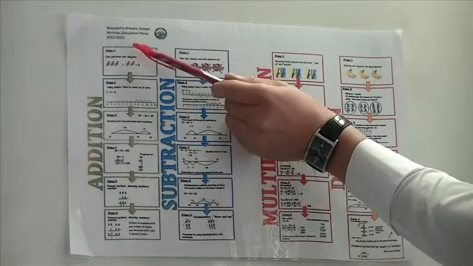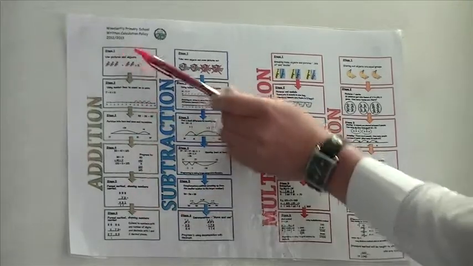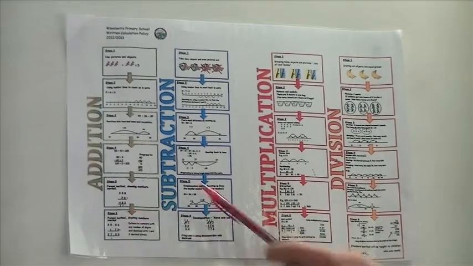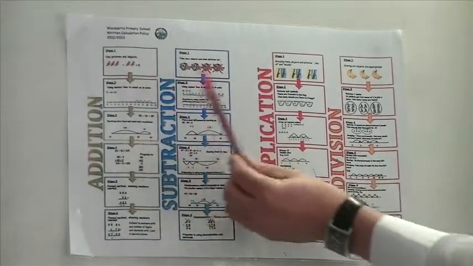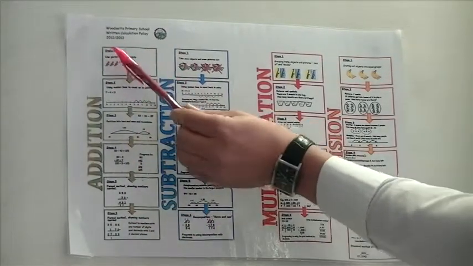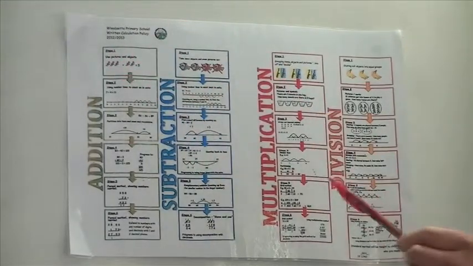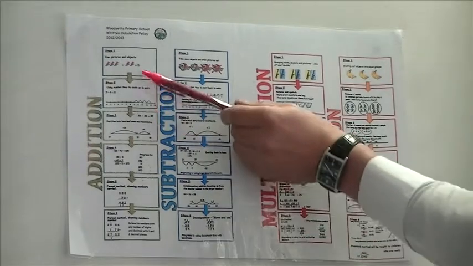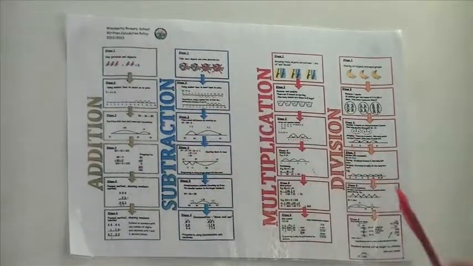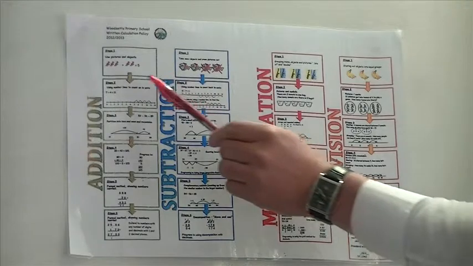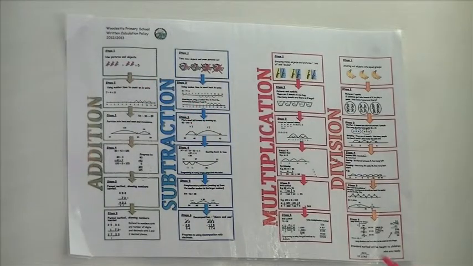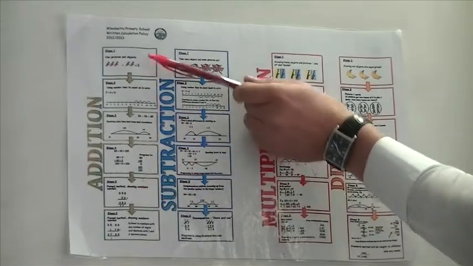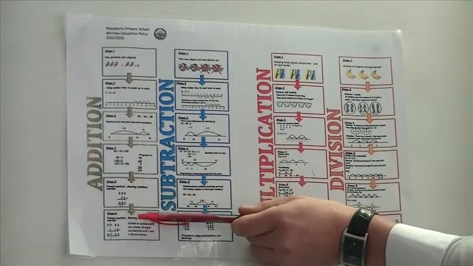Each operation is separated into different stages: stage 1, stage 2, stage 3, stage 4, stage 5, stage 6. Obviously children come into school at foundation and will be working at a level that's appropriate to them. Now what's really important with these stages is that stage 1 does not mean year 1. Stage 2 does not mean year 2. It's critical that children work through these stages.